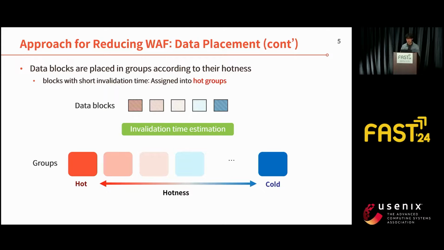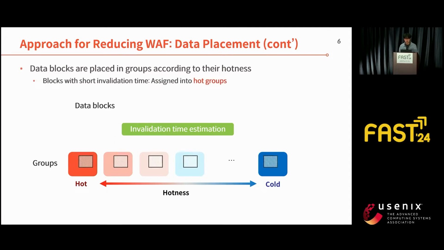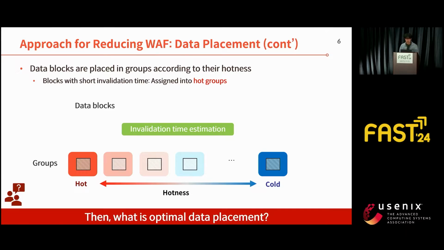Then how do we group the data blocks? Data placement techniques utilize estimated invalidation times to determine the hotness of data blocks and group those blocks based on their hotness. Here, hotness refers to the duration of the invalidation time. For example, a block with a short invalidation time is treated as a hot block. Then one pivotal question arises. How do we optimally design data placement to minimize WAF to 1?